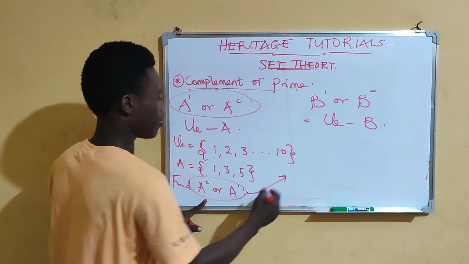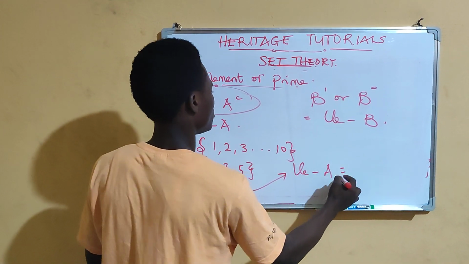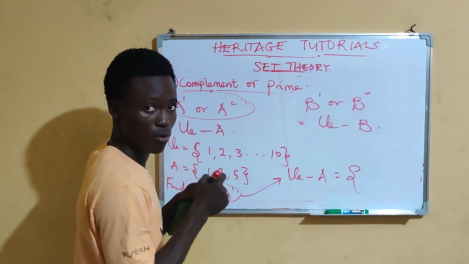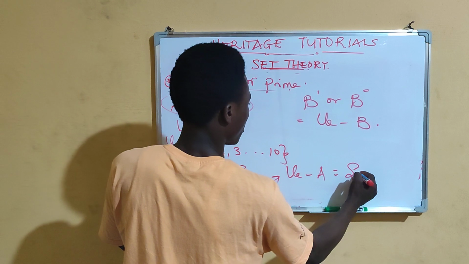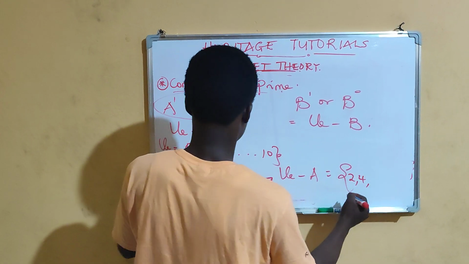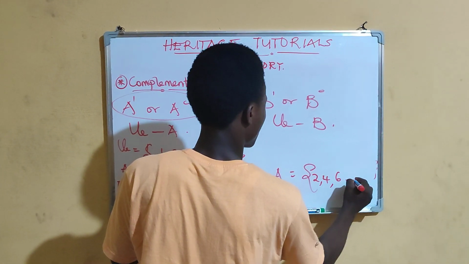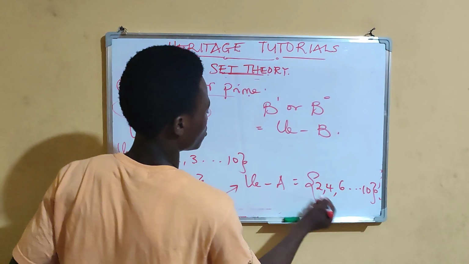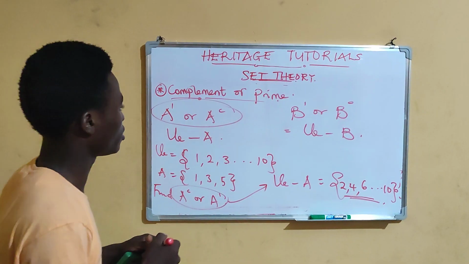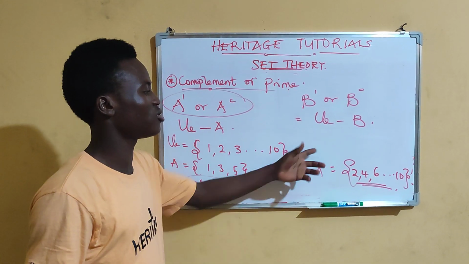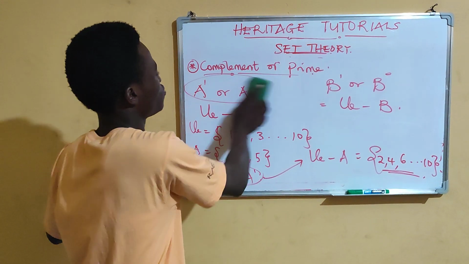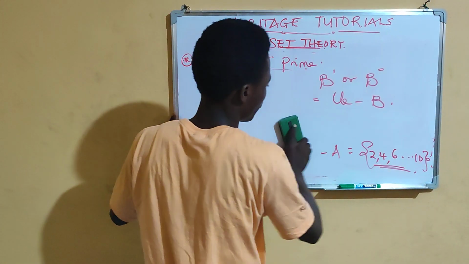So in this case now, what I'll be having is universal minus A. What are the elements of A? The elements of A are 1, 3, 5. So you have to remove 1, 3, 5 from 1 to 10. So you remove 1, you'll be left with 2. You remove 3, you'll be left with 4. Remove 5, you'll be left with 6 down to 10. So this is going to give me my A prime, or A complement. So the meaning of prime or complement is just that you remove the elements from the universal, then any other element you have left is what you write. So I hope you get that.